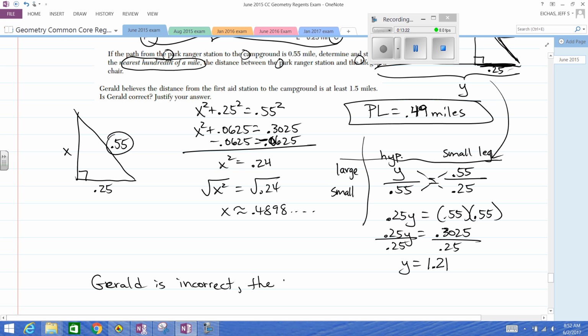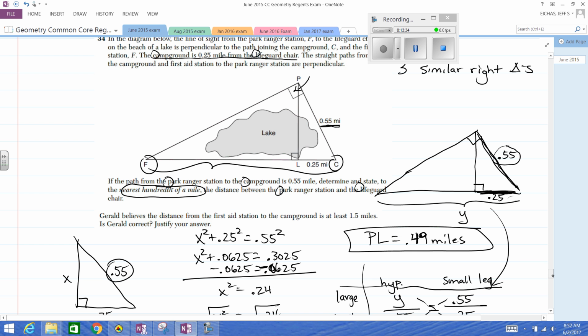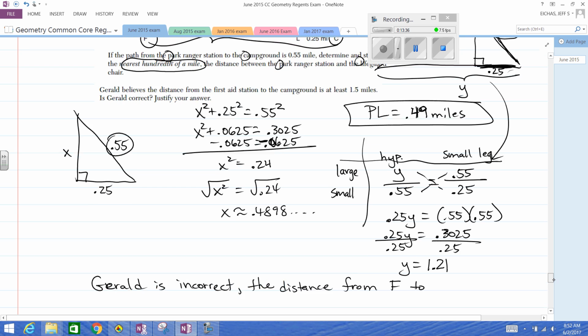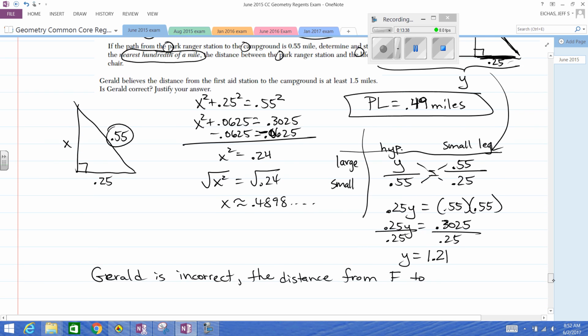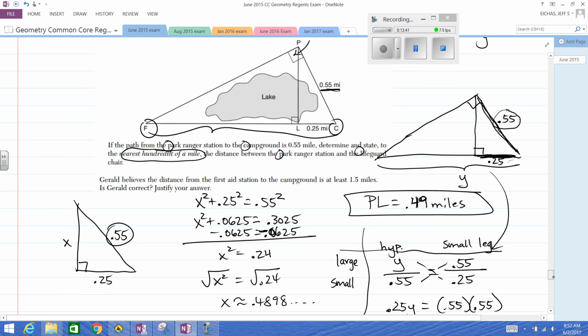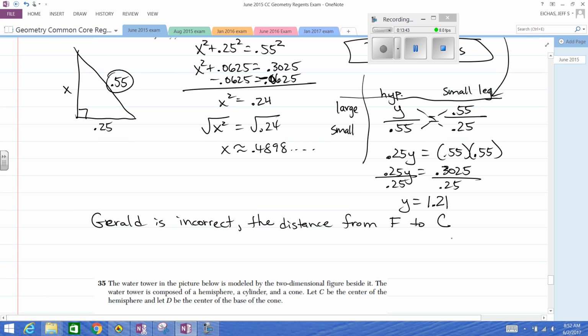The distance from F to, what is it, the campground? No, the lifeguard chair. What is it that he wants? No, the first aid station to the campground. Got it. So F to C is 1.21 miles. That is not at least 1.5 miles.